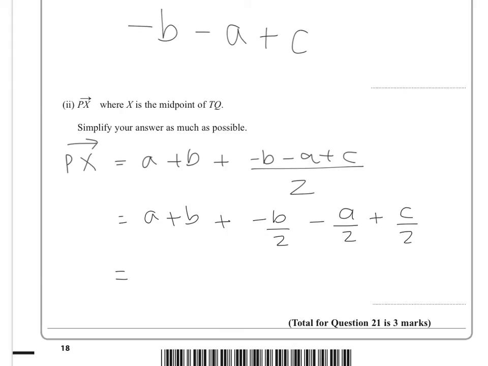And so I've got a minus a over 2. So a minus half a, which leaves me with half a. b, take away half b, which just leaves me with half b. And finally, half c. This can be further simplified to (a plus b plus c) all over 2.